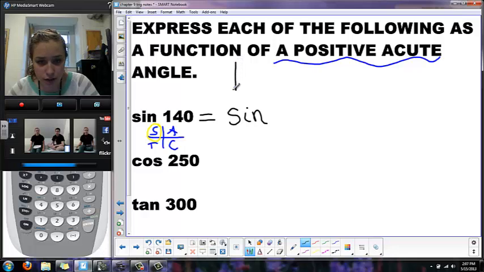Your reference angles are theta, 180 minus theta, 180 plus theta, and 360 minus theta.